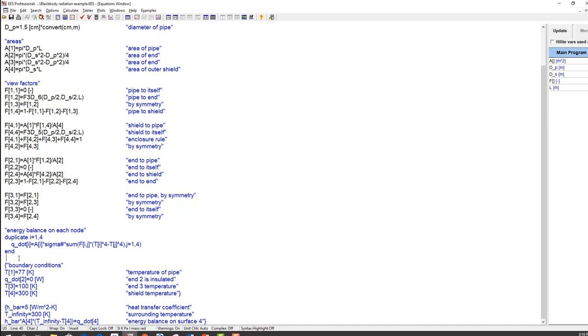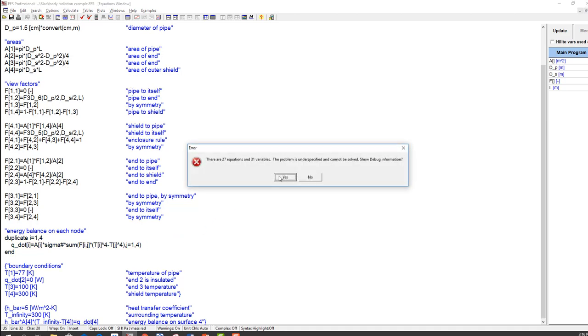And if I solve now, you're going to find that you don't have enough unknowns, right? This is 4 equations, but there's 8 unknowns. The 8 unknowns being the heat transfer for every surface and the temperature for every surface. So 31 minus 27 is 4. I'm 4 equations short, right?